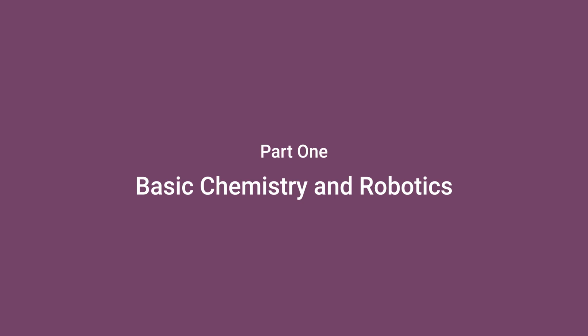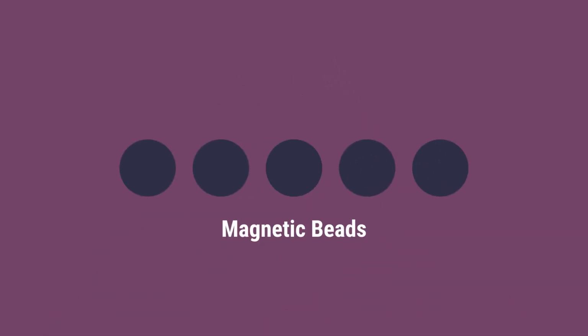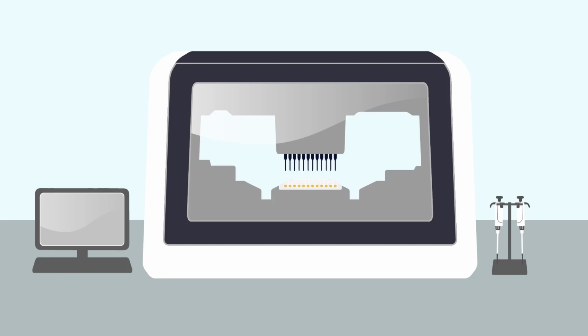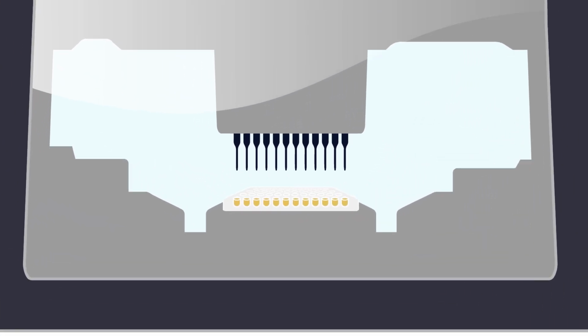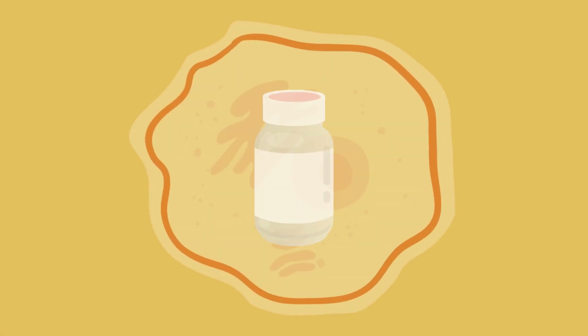Automated nucleic acid extraction workflows most often use magnetic particles that reversibly bind nucleic acids. These particles, also called magnetic beads, can be easily manipulated and controlled by a robot. Though specific reagents may vary, magnetic particle-based extractions follow the same four basic steps.